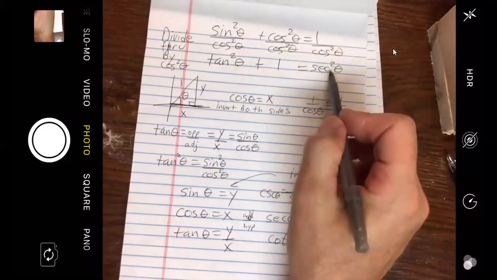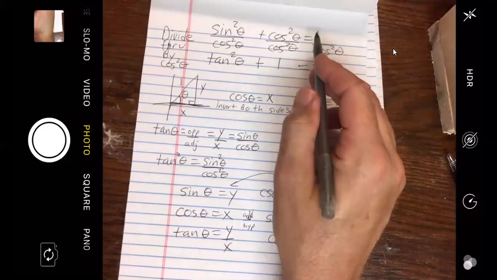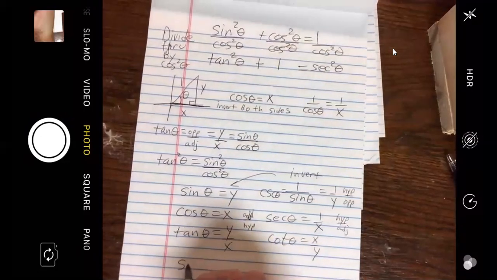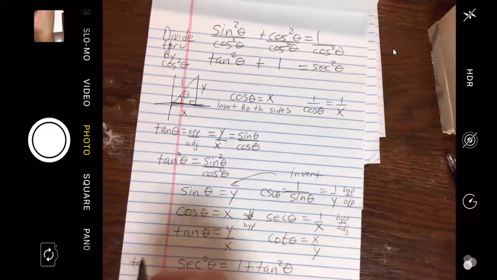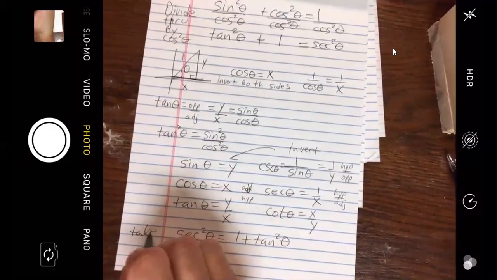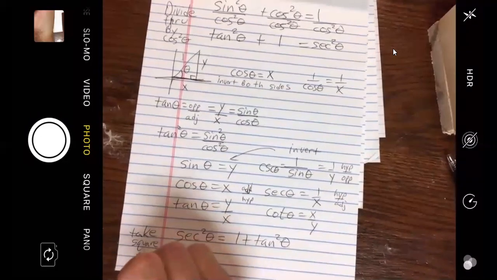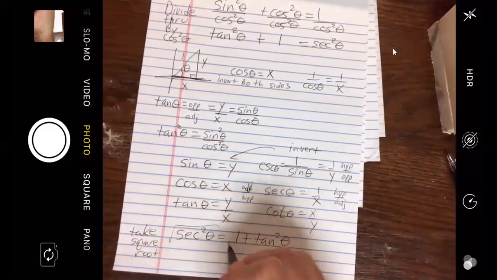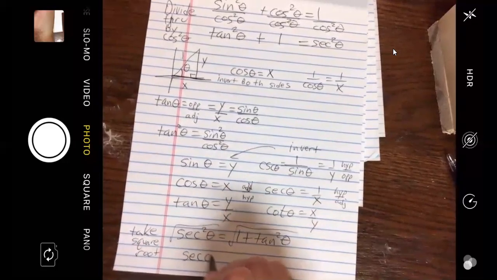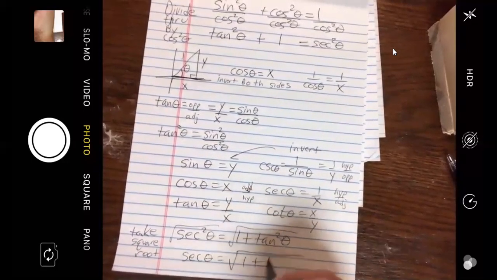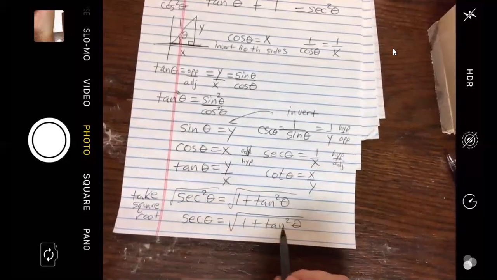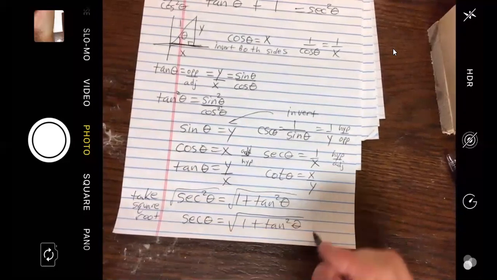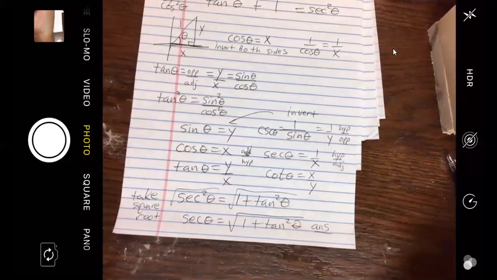So if you believe this, we're just one step away from the answer on your original problem. I'll bring it down. This means secant squared equals 1 plus tangent squared. Take the square root, and your secant is the square root of 1 plus your tangent squared. And you have expressed secant in terms of tangent. Hopefully that's the answer WebAssign is looking for.